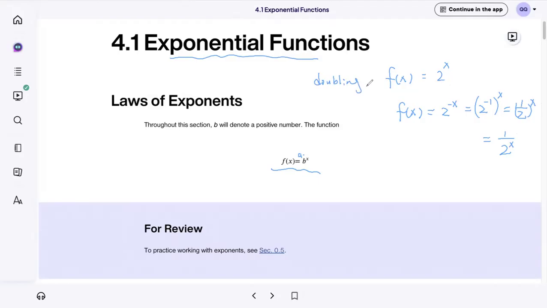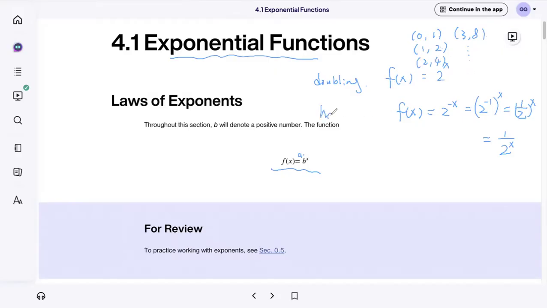So as x increases by 1, the function value doubles. Think about x equals 0. If x is 0, we get 1, because 2 raised to 0 is 1. If x is 1, we get 2. X is 2, we get 4. X is 3, we get 8, and so on. You see, every time the function value doubles: 2 doubles 1, 4 doubles 2, 8 doubles 4. That's why it's called a doubling model.